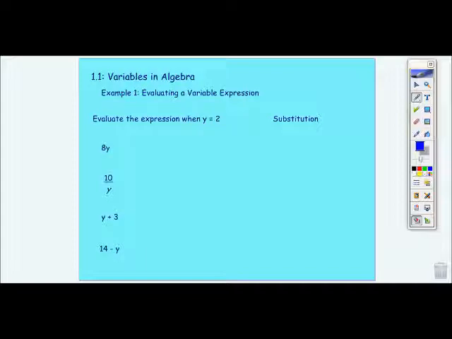So a couple of these as an example. Example 1 is just evaluating the variable expression, so that means we will be able to find an answer without a variable. So 8y, and this time we're going to evaluate because we know y is representative of 2. Y equals 2. So 8y would be 8 times y, that would be simply 16. 10 over y, that would be 10 divided by y, which is 5. We would have y plus 3, also 5, 2 plus 3. And 14 minus y would be 14 minus 2, which is simply 12.